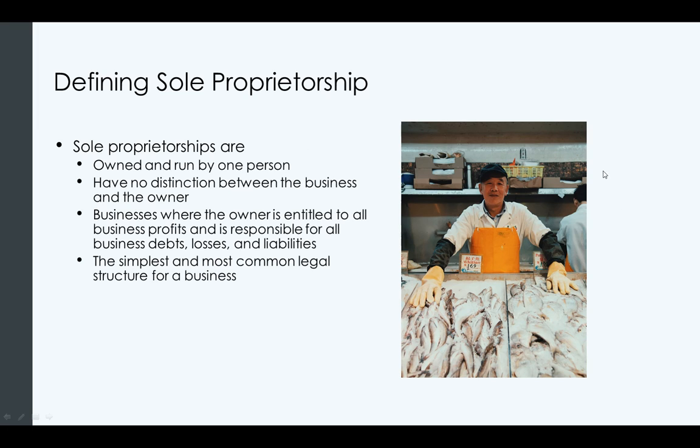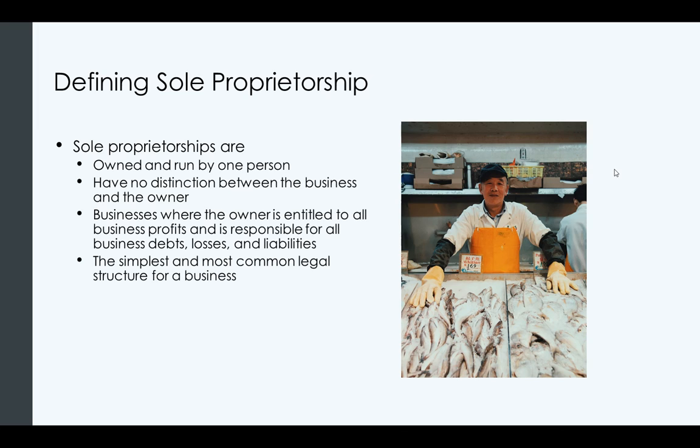So let's say this guy owns a fish market. If he is a sole proprietorship, then he and the business are one and the same, basically as drawn up on paperwork, financially, tax wise, and so on. They're all the same. So this is a business where the owner is entitled to all the profit. He is taking all the risk, so he gets all of the profit that is made. He doesn't have to share that with anyone else once all the bills and taxes are paid.